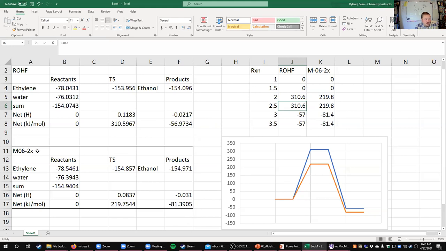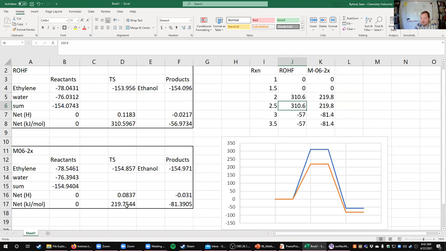So we use a better method that calculates energies a little bit better for organic reactions. And we get something that looks a lot closer to what we would expect. We get a transition state energy of 200 kilojoules per mole instead of 300 kilojoules per mole, which is still a little high. But considering we're not taking into account any solvent effects, we're just treating this as though it's happening in the gas phase, this might be a reasonable number.